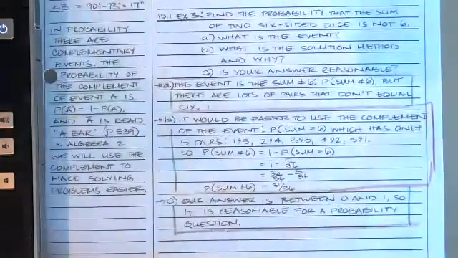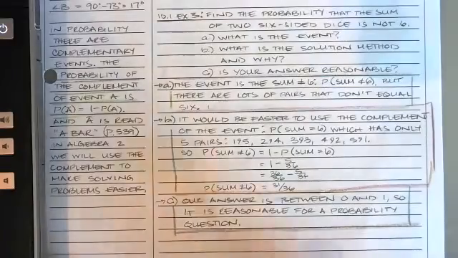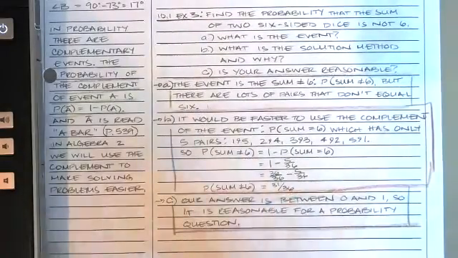So our answer is between 0 and 1, so it's reasonable for a probability question. And this is pretty high, so it seems much more likely if you roll 2 die that they won't add up to 6. So any questions about that?